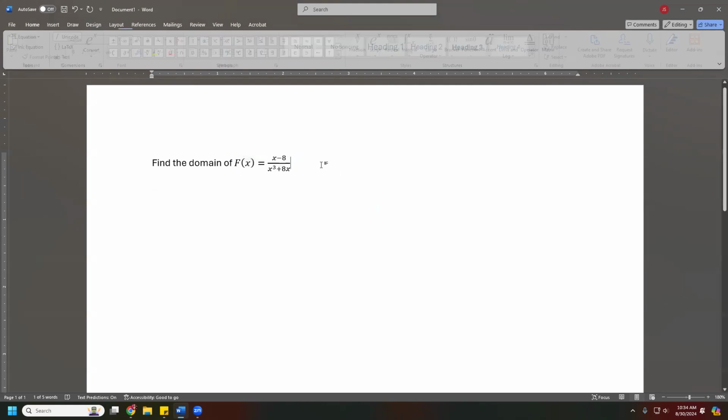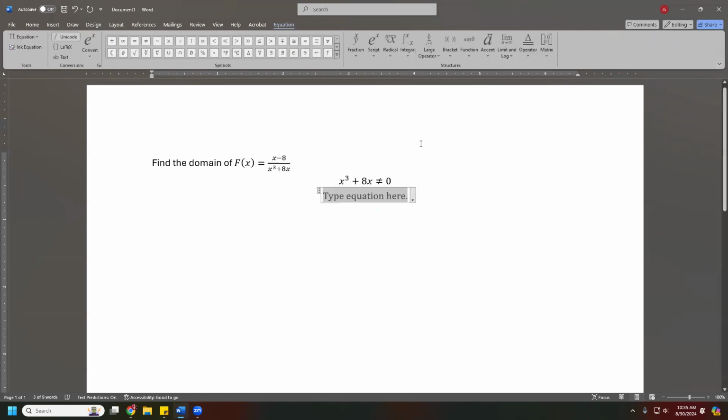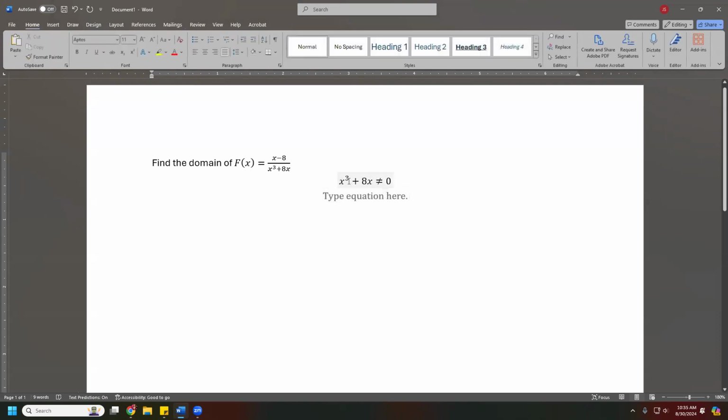So what I'm going to do is I'm going to take this denominator and say, all right, you are not allowed to be 0. And now I need to solve this for x. The way that I solve this for x is I pretend that this not equal to symbol is an equals to, doesn't really matter, they function the same way in this context, and factor the left-hand side.